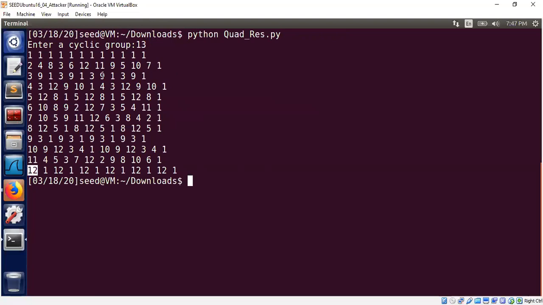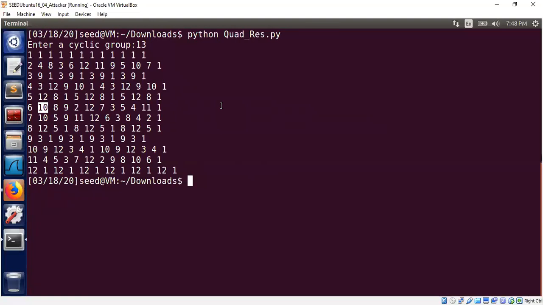Possible. We don't know exactly, but I said 10 is a square number. We can easily confirm that, because, for example, if you take number 6, what is 6 square? If you look at the second column now, 6 square is basically 10. So 10 has been written as 6 square, which makes sense. 6 square is 36. 36 mod 13 is 10. Okay, so 10 itself is a square number.